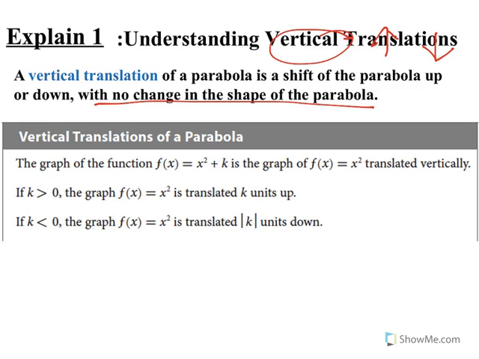Vertical translation of a parabola. The graph of the function f of x equals x squared plus k is a graph of the parent function f of x equals x squared translated vertically. If k is greater than 0, that means k is positive, and the graph of the parent function is translated k units up. If k is less than 0, that means k is negative, and the graph of the parent function is translated absolute value of k units down.